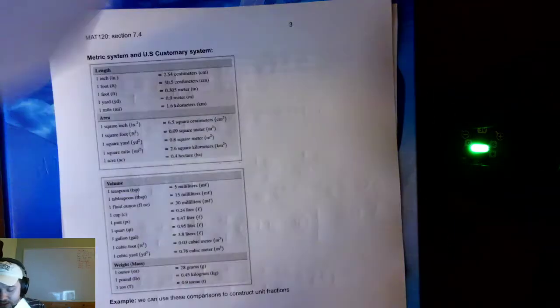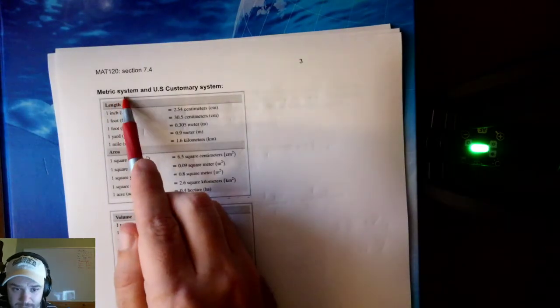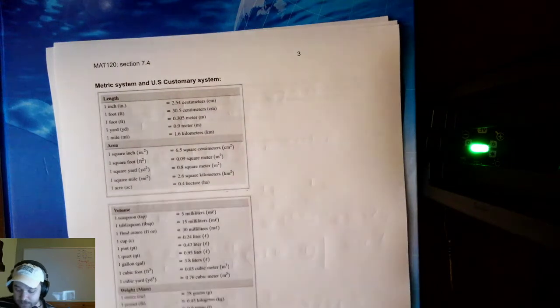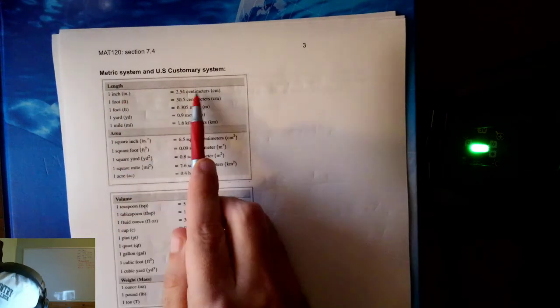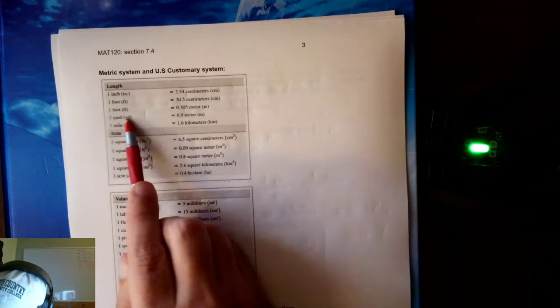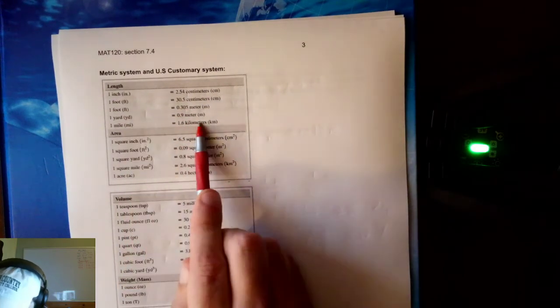Now, let's get a few more unit fractions into the mix. On this page, we have a whole bunch of conversions for the metric system and the US system. And look, it gives inches to centimeters, feet to centimeters, feet to meters, yards to meters, miles to kilometers.